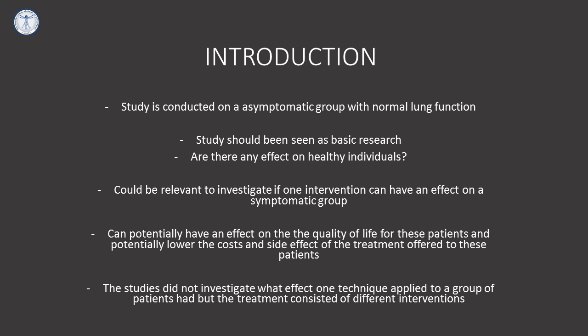In this study, it is chosen to investigate a potential effect on an asymptomatic group with a normal lung function. If manipulation of T1 till 5 can cause a change in peak expiratory flow in healthy individuals with no cardiovascular problems, it would be relevant to do similar research on a symptomatic group with respiratory problems. Manipulation might have an effect on the quality of life and potentially lower the cost and side effects of the treatment offered to these patients.